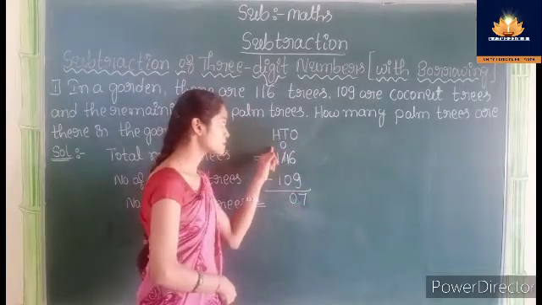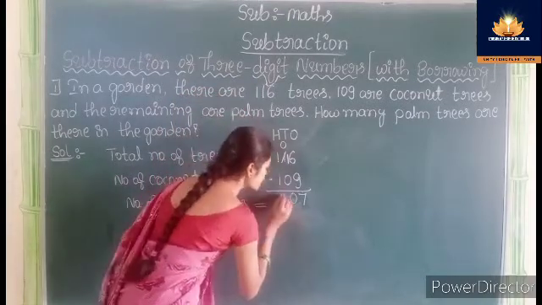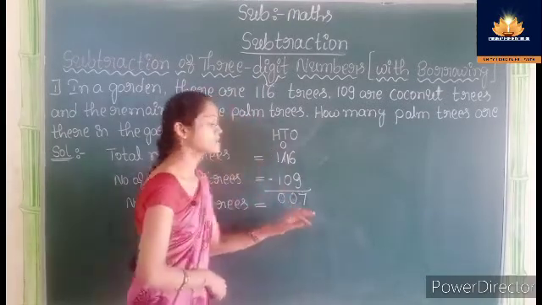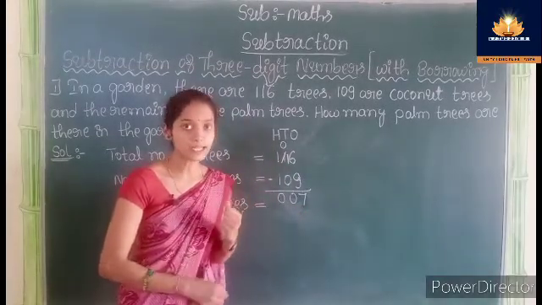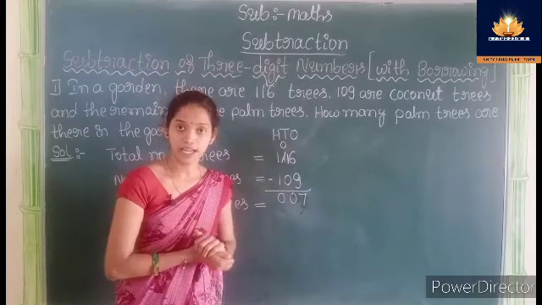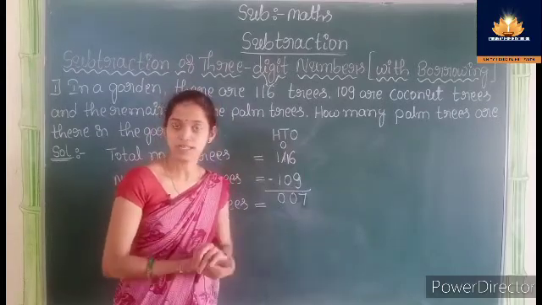Now we have to subtract hundreds place. So 1 minus 1, that is 0. We get 7. So there are 7 palm trees in that garden. ಆ garden ಅಲ್ಲಿ ಇರುವಂತಹ ತಾಳೆ ಮರಗಳೆಷ್ಟು? 7. Have you understood, students?